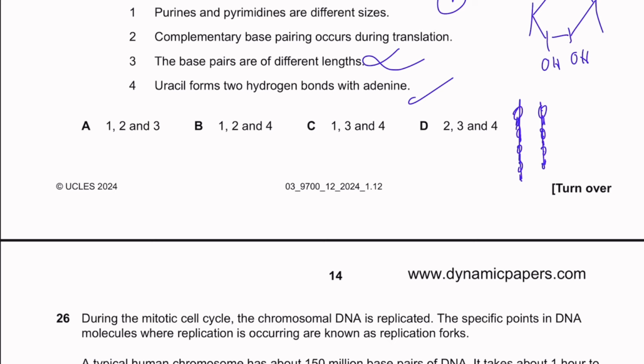Okay, 2. Complementary base pairing occurs during translation. Does it happen during translation? Sure it does. Purines and pyrimidines are different sizes. That's true. Purines, double ring structure, pyrimidines, single ring. And so it's 1, 2, and 4.